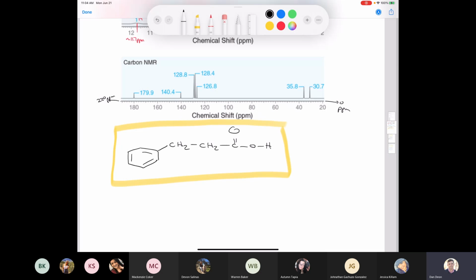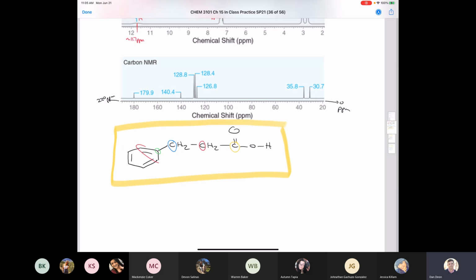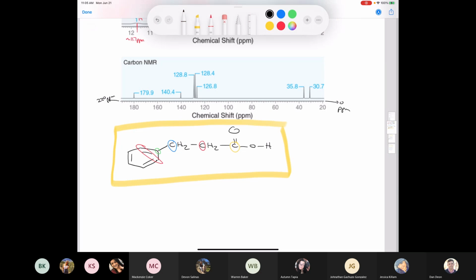It should produce a total of what? Somebody says 7. I think that person's right, because we've got 1, 2, 3, 4. Check this out. 5, because both of these are chemically equivalent. 6, because both of these are chemically equivalent. And then we've got 7. Exactly. We would have a total of 7 signals.